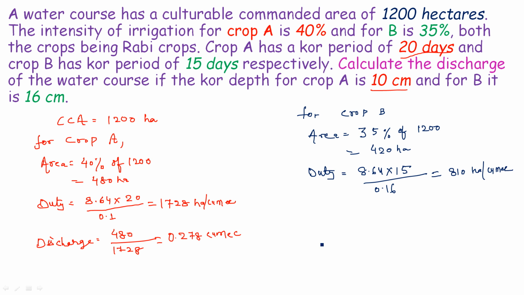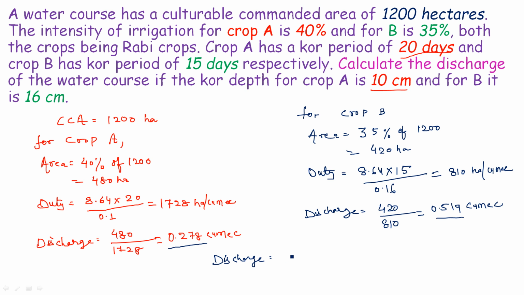Now we can find the discharge. Discharge equal to area by duty, which is 420 by 810. So it will be 0.519 cubic. So for crop A, we need a discharge of 0.278, and for crop B, we need 0.519. So overall, how much discharge does this field need? Total discharge will be how much, for which we should design the canal.